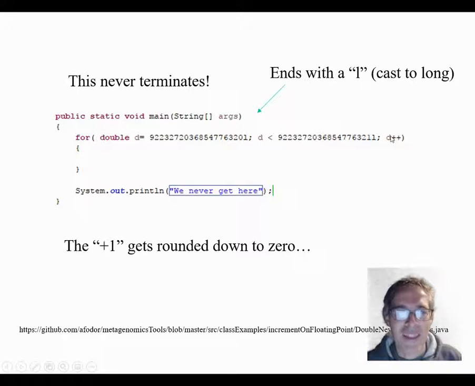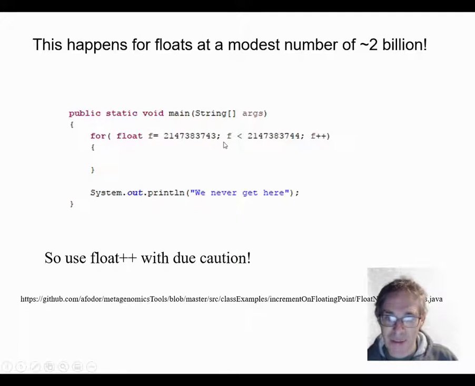But again, because we're starting with a large number, when you add 1 to this large number, the addition gets rounded down to 0, and the value d never changes, and this loop never terminates. In this example, we're using a very large number for doubles, but it doesn't actually have to be that large a number for floats.